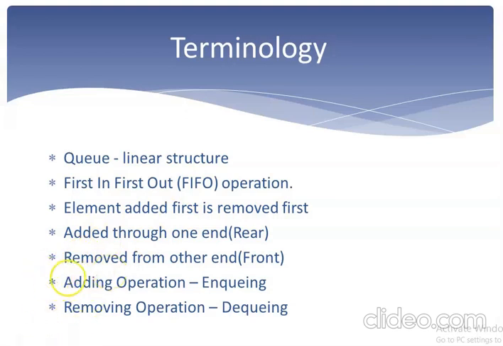And the addition is done through one end, which is called the rear end, and the removal is done from the other end, which is called the front end. The technical name for the adding operation is enqueuing and that of the removing operation is dequeuing. So these are the main terminologies used along with the data structure queue.